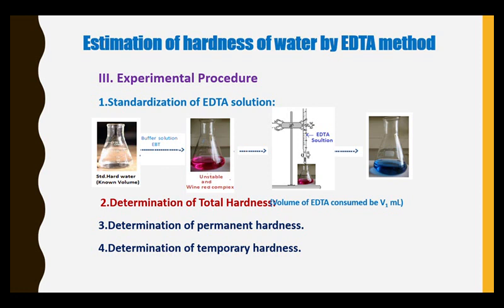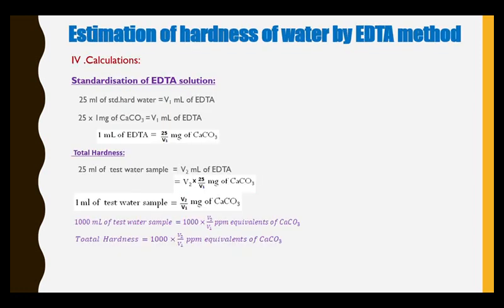By this time we would be able to calculate the total hardness as well as the permanent hardness. For temporary hardness, as I've already told you, total is equal to permanent plus temporary, so if you know total and permanent, you can calculate temporary hardness. Now let us see how we do the calculations. First let us start with the standardization of EDTA.